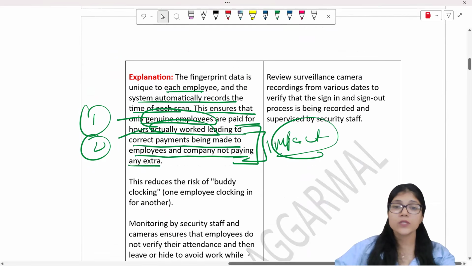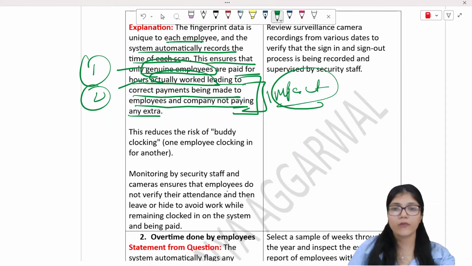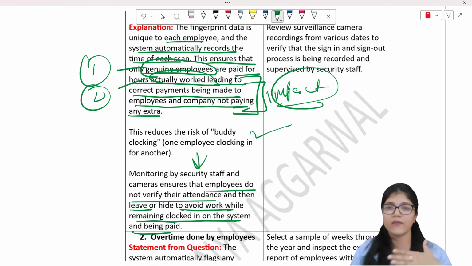Okay, this reduces the risk of buddy clocking, one employee clocking in for others. This is exactly what I told you. Monitoring by security staff and cameras ensures that employees do not verify their attendance and then leave or hide to avoid work while remaining clocked in on the system and being paid. That means, let's suppose, if I have clocked in and then I roam around the office and do not do anything, and no surveillance is there, of course people will take advantage of that.